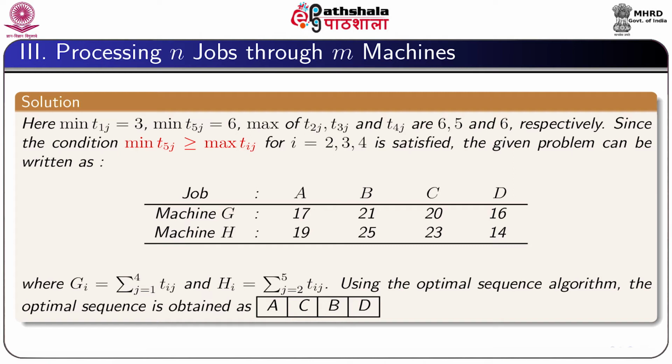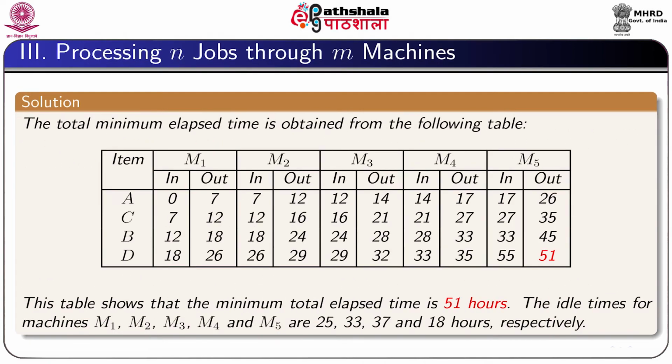Considering the two dummy machines G and H and proceeding as before, we can find the optimal sequence as A, C, B, D. The total minimum elapsed time can be obtained similarly. Here the total elapsed time is 51 hours and the idle time for machines M1, M2, M3, M4 and M5 are 25, 33, 37 and 18 hours respectively.